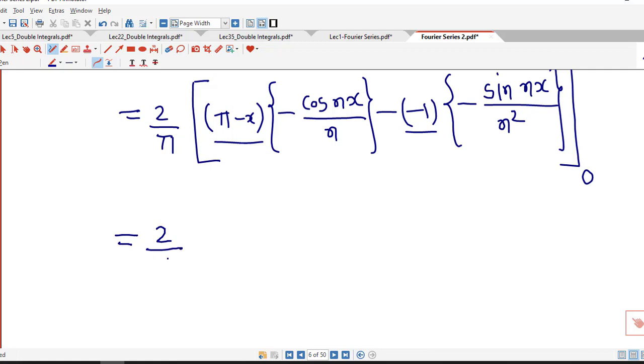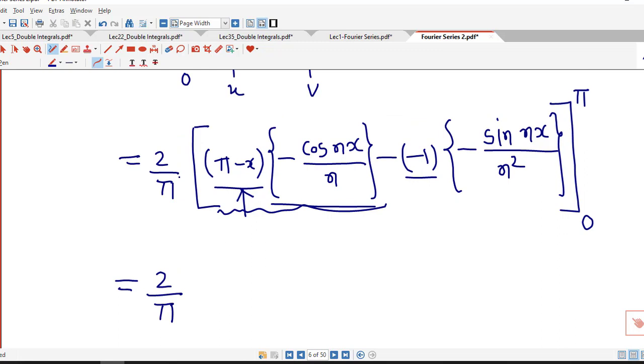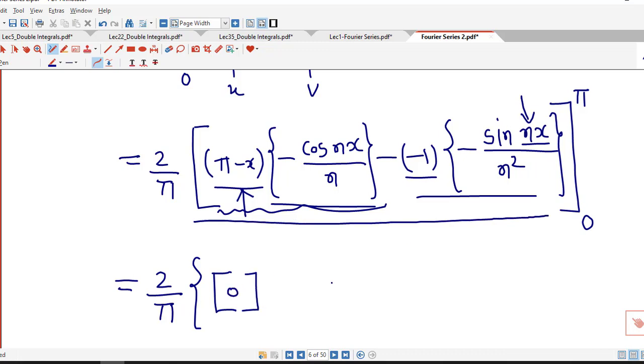So first we put x equal to pi. So for x equal to pi, this term will be 0 and this is in the product. So this whole term will become 0 when x is pi. Similarly, when x is pi, here we will have sin n pi, that will make this term 0. So there is no contribution when x equal to pi. So when x equal to pi, this whole bracket becomes 0.